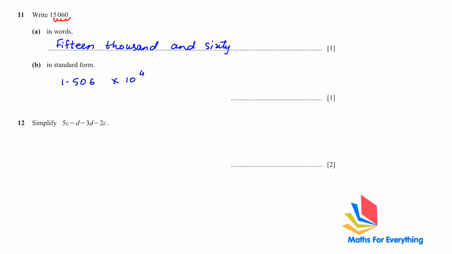Next question, simplify. So you add the like terms together. 5c minus 2c will give us 3c. Negative d and negative 3d. If there is no number, it means there's a 1. So it is negative 1d minus 3d. This will give us negative 4d.